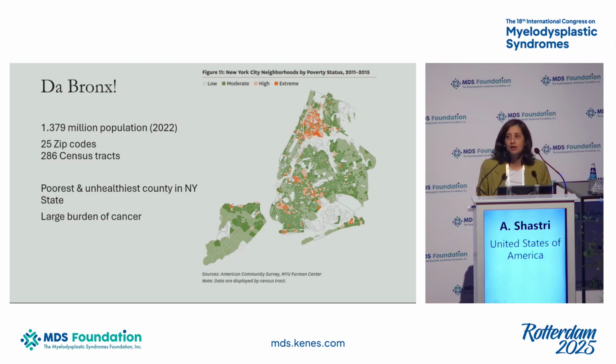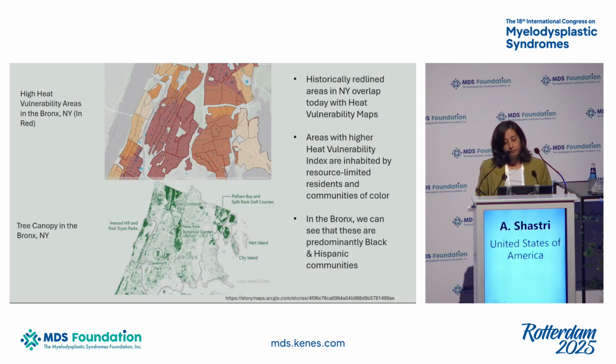So to look at this more in day-to-day life, just looking at air quality in general, we decided to focus on the neighborhood where we get most of our patient population from, which is the Bronx. And in the Bronx, New York, we have a fairly large population of 1.4 million people. We have a huge area that we service, which is 25 zip codes, 286 census tracts. And this is, unfortunately, the poorest and unhealthiest county in New York State. And we do have a large burden of cancer.